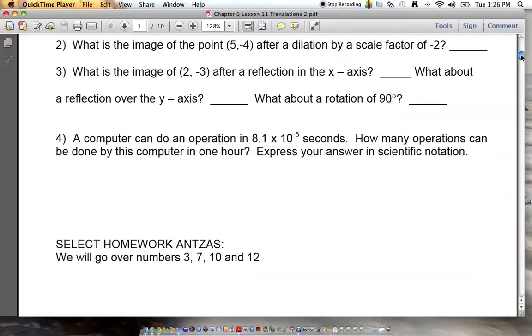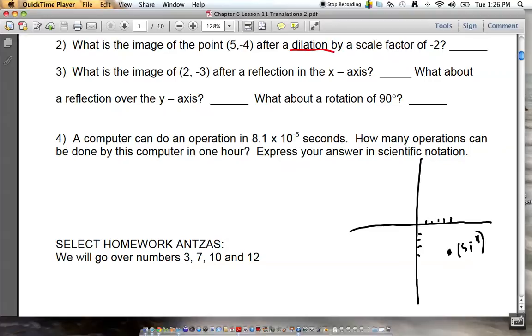Okay. What's the image of the point 5, negative 4? So let's draw my little scrap paper over here. 1, 2, 3, 4, 5. 1, 2, 3, 4. There is 5, negative 4. Dilation, magic word! What do I do? Multiply by negative 2. So this would become negative 10, positive 8.